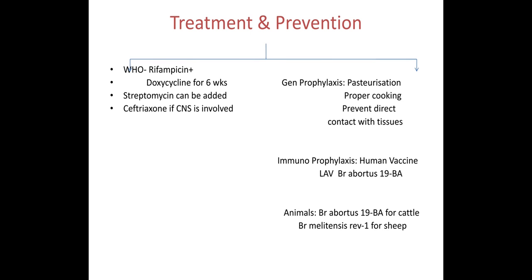Most importantly, how can we prevent acquisition of brucellae? General prophylactic measures like pasteurization of milk, proper cooking, that means do not consume improperly cooked meat or milk products. And prevent direct contact with tissues. This is applicable to the veterinary staff who conduct the labor or delivery of cattle or animals. They do not wear long rubber gloves; they wear surgical gloves which are only up to the wrist level. This is not advisable for veterinarians.